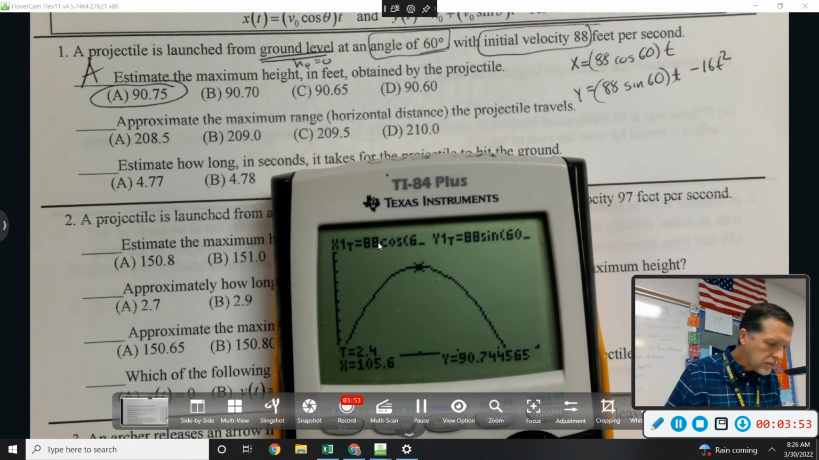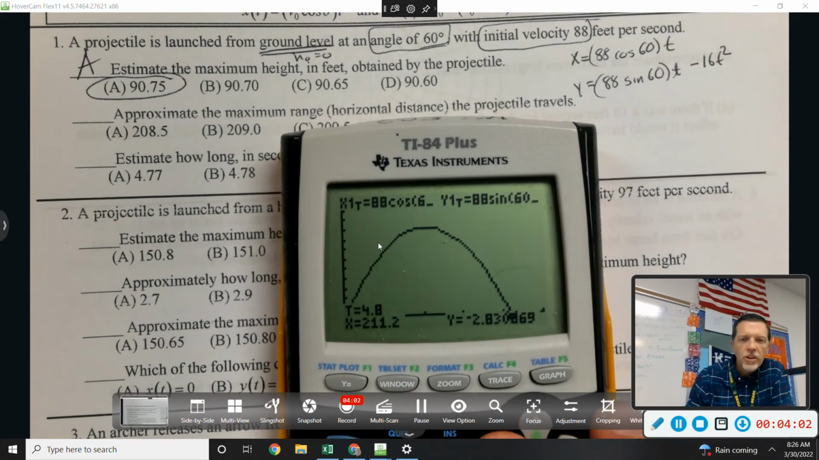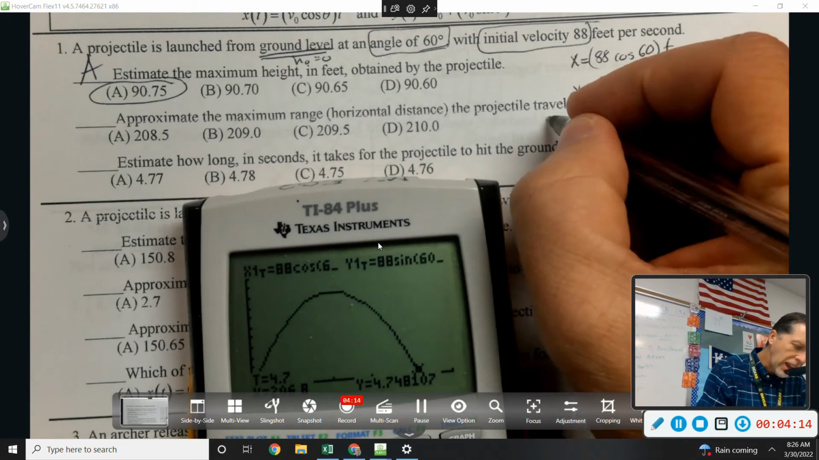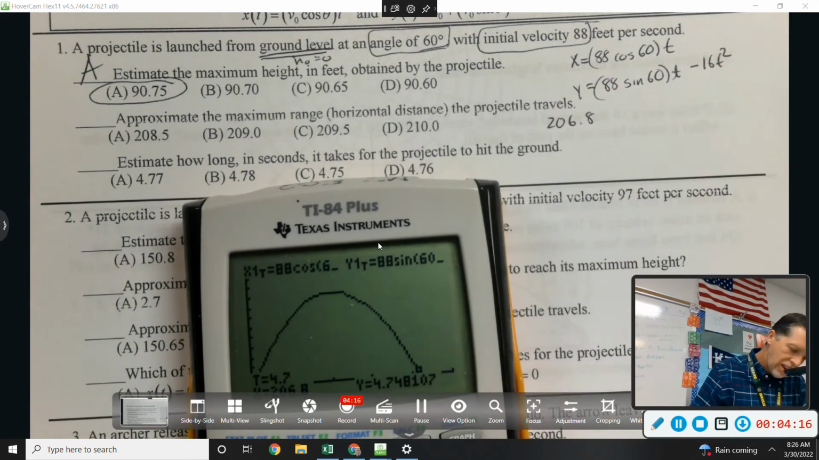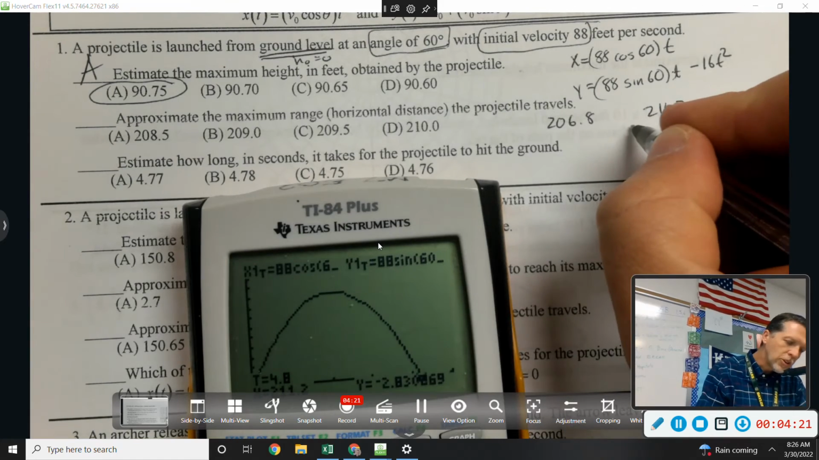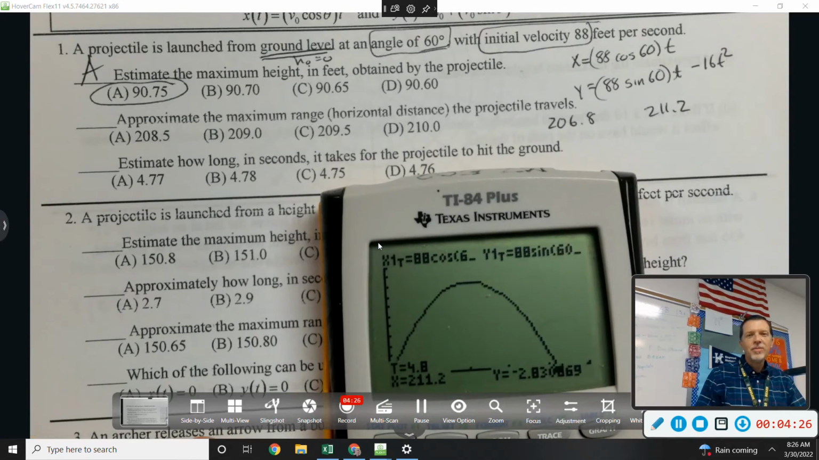Maximum range. Is this one where I'm going to run into trouble? Maybe. So I'm looking for, I'm at 5 and negative 2. That's not very close to each other. So somewhere between 206.8 and 211.2, but probably closer to 211.2. Okay, they're all in the range.